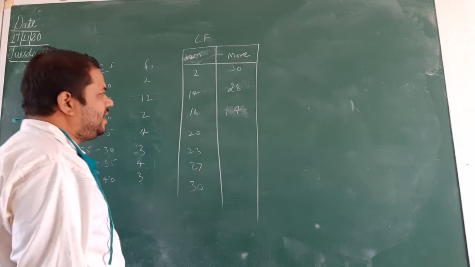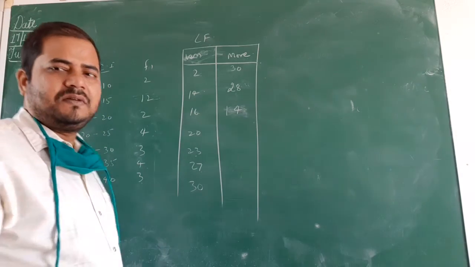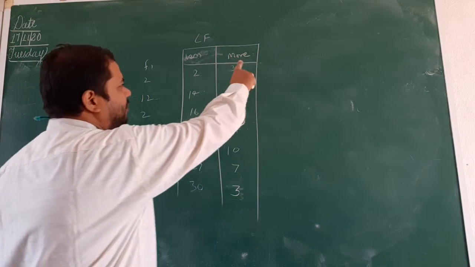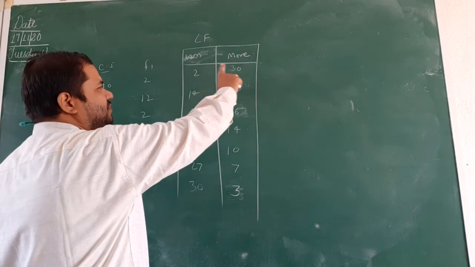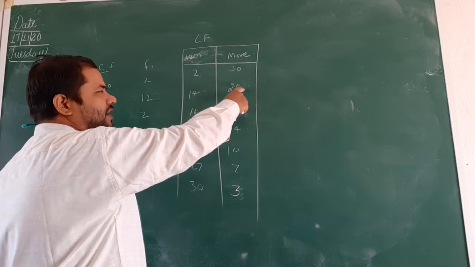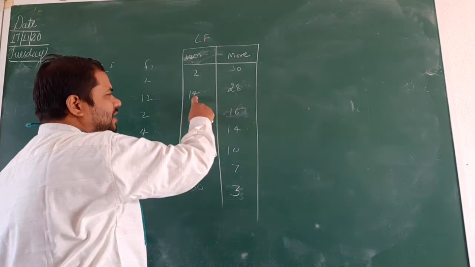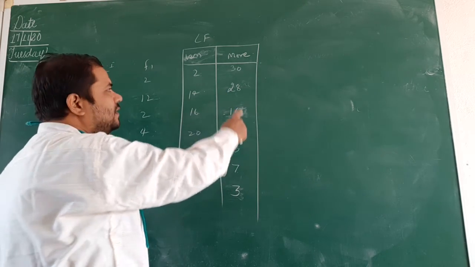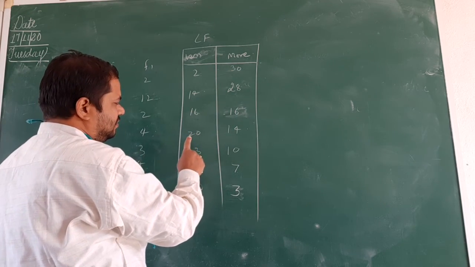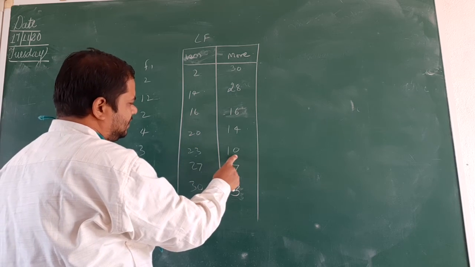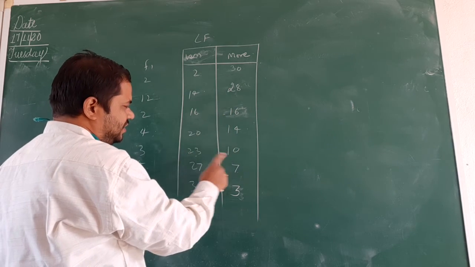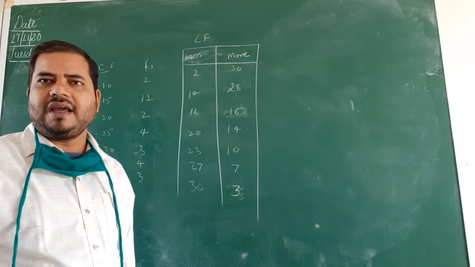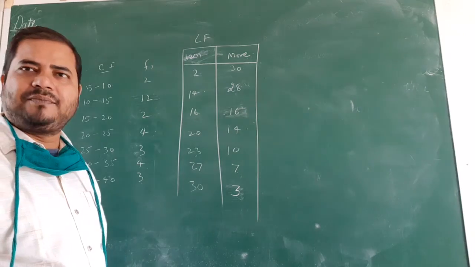This is the more than type of frequency. First one is 30, then 30 minus 2, 28. Then 30 minus 14, 16. 30 minus 16, 14. This type, okay? 30 minus 20, this is 10. 30 minus 23, this is 7. 30 minus 27, this is 3. So this is the more than type.